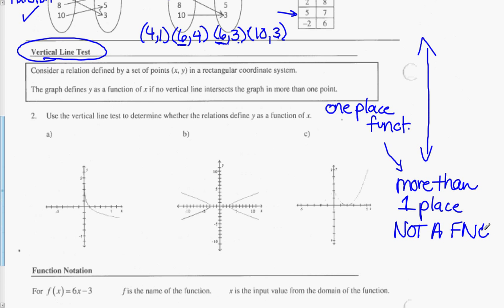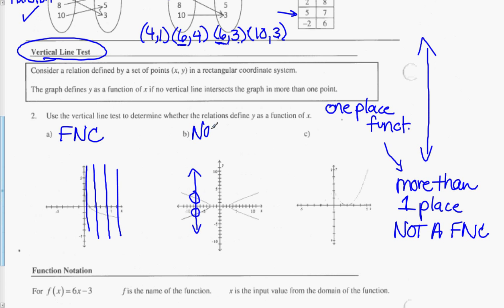So let's look at A. If I drew a vertical line, I'm just going to sketch some in here. I'm only touching that graph each time in one spot. So that one would be a function. If I'm looking at B, look what happens when I draw my very first vertical line. I'm hitting this graph in 2 spots. So that would not be a function. All right, in the next one, it looks like I'm going to trace this graph. It goes like that.